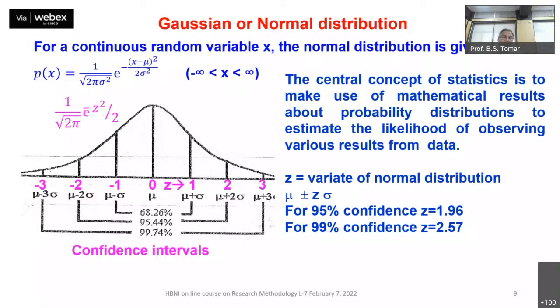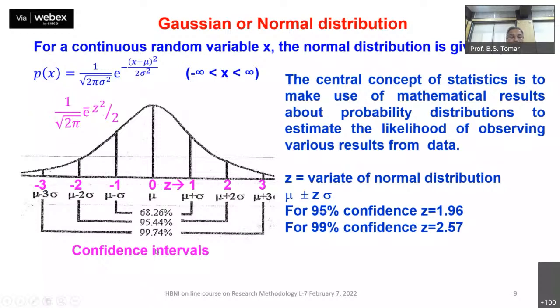So these are in fact called the confidence intervals. For example, when you do some measurements and you get a mu and you have the sigma value, you can set up the confidence intervals: that the mean of your measurement will lie within this much with this much confidence, within this much with this much confidence, and so on. So this helps us in defining the confidence interval.